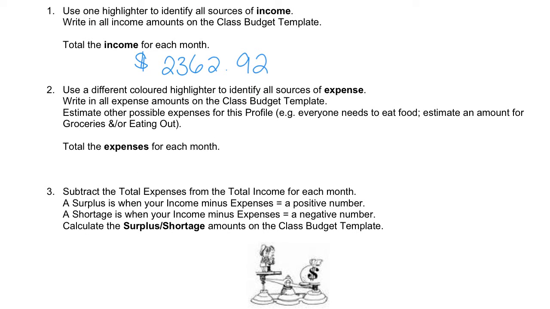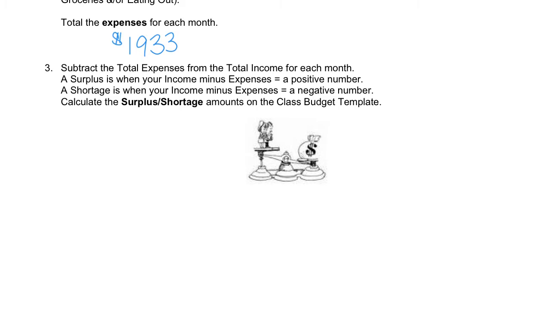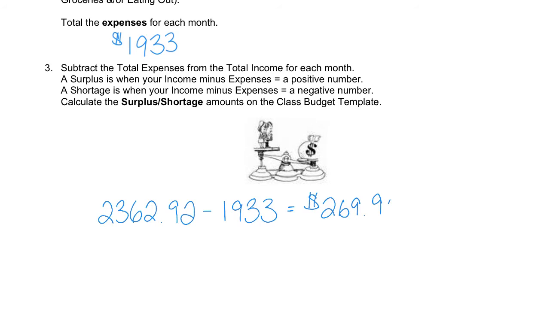And then when I calculated her total expenses for the month, and again, I'll show you how I came up with that, I budgeted a rough amount of $1,933 per month. And so when I subtracted the two, I had $2,362.92 minus 1,933, and so I ended up with $269.92, and this is a surplus.